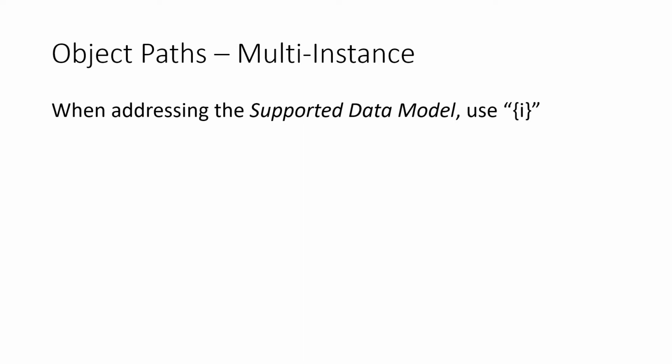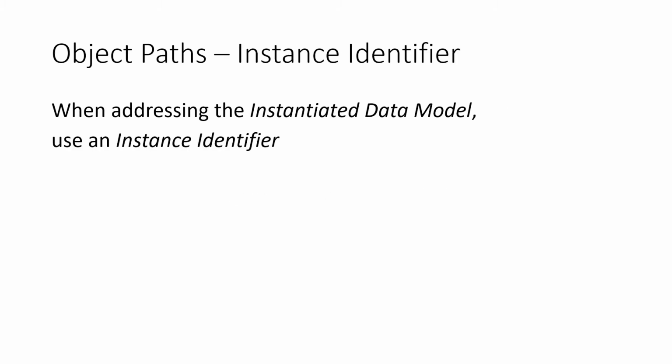Multi-instance objects are addressed differently, depending on if the agent is reporting from its supported or instantiated data model. When retrieving the agent's supported data model using the getSupportedDM message, multi-instance objects are addressed using *I* notation in the path name. Multi-instance objects that are currently instantiated on the agent are addressed using an instance identifier. An instance identifier can take one of two forms.